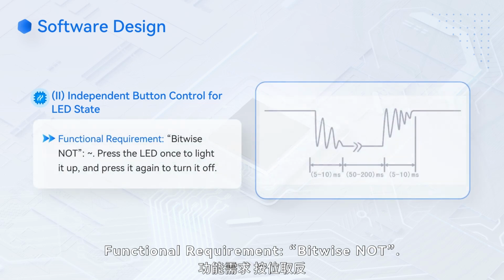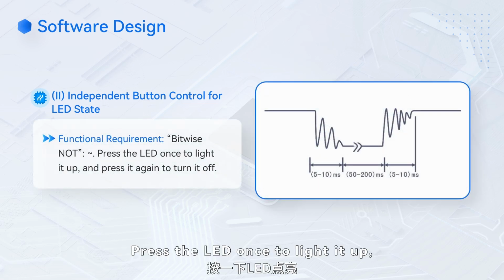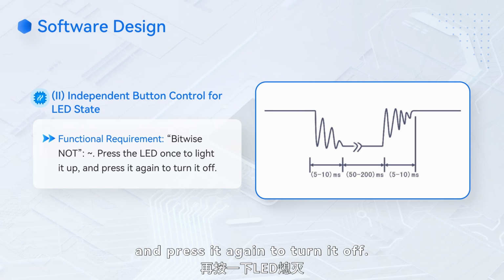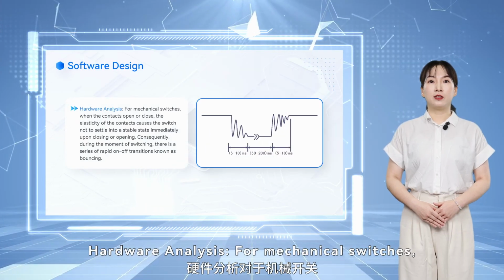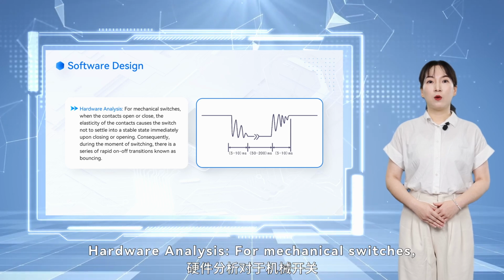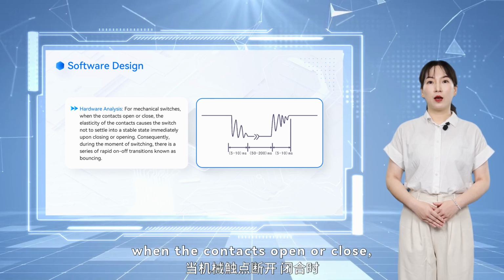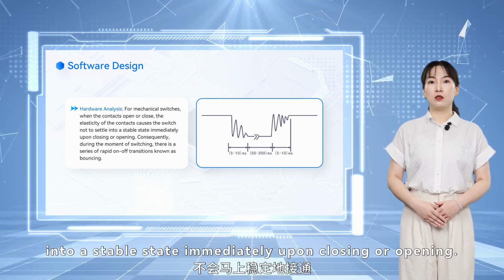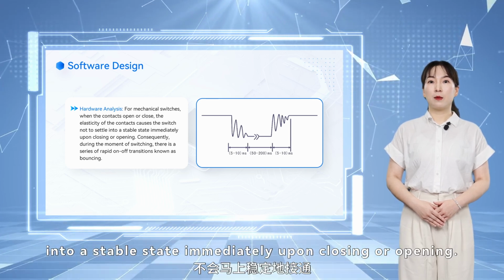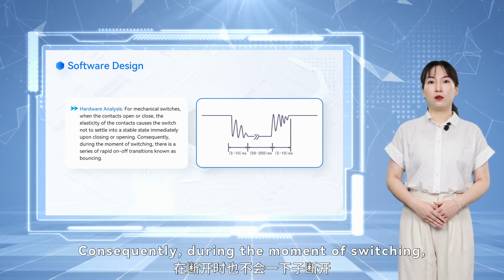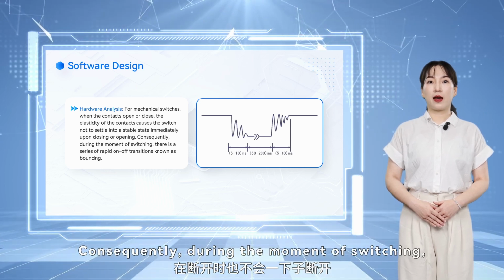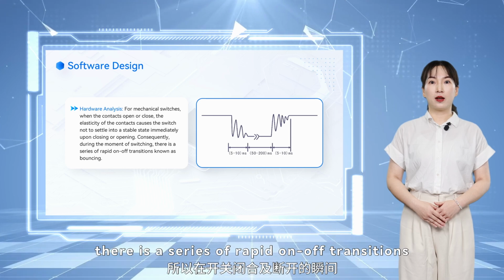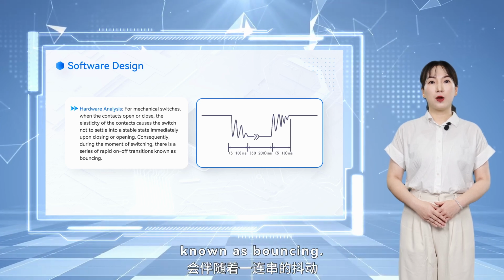2. Independent button control for LED state. Functional requirement. Bitwise NOT. Press the button once to light the LED, and press it again to turn it off. Hardware analysis. For mechanical switches, when the contacts open or close, the elasticity of the contacts causes the switch not to settle into a stable state immediately upon closing or opening. Consequently, during the moment of switching, there is a series of rapid on-off transitions known as bouncing.